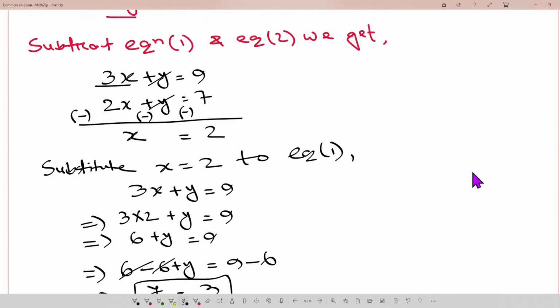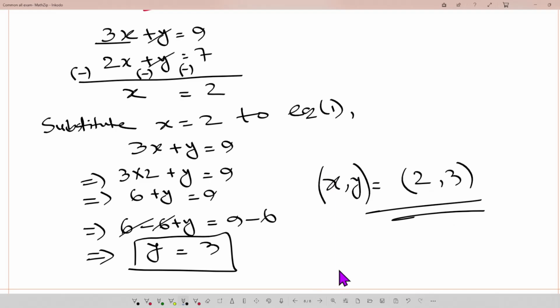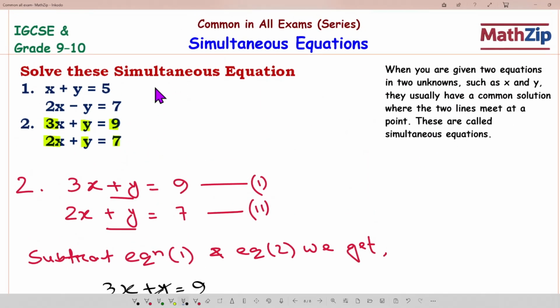So what we are getting now, we already have x and y, which are 2 and 3. Very simple. So questions 1 and 2 are done. No more today. In the next video we will discuss more things based on simultaneous equations.